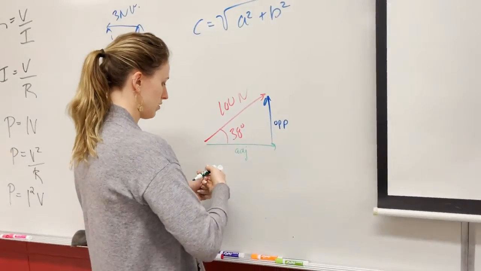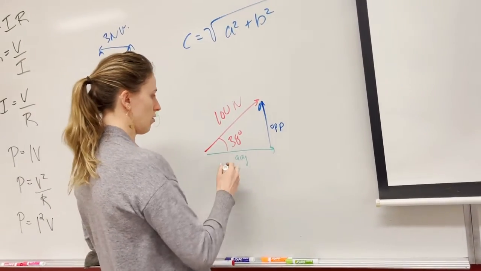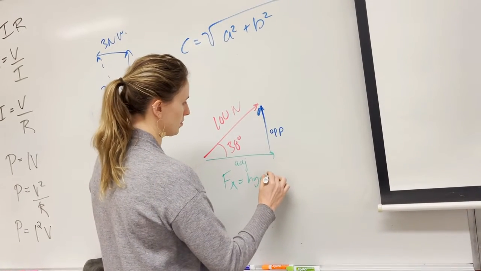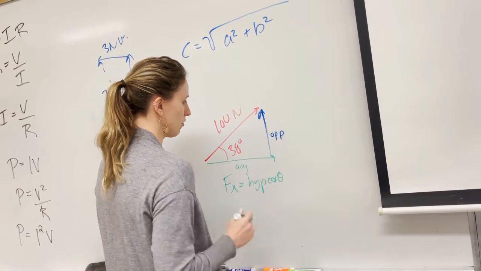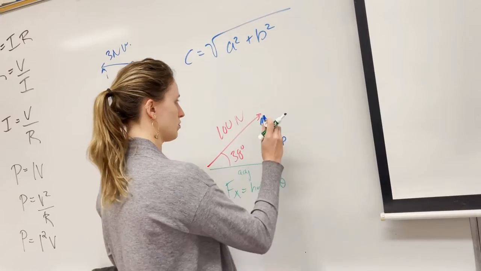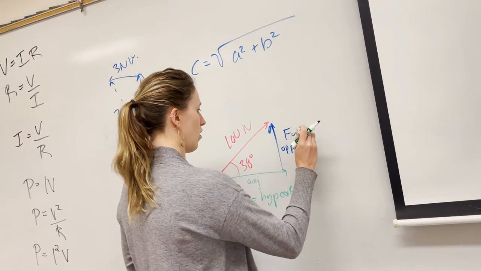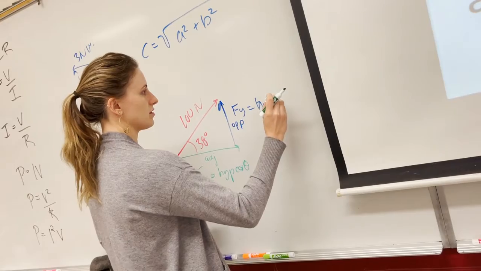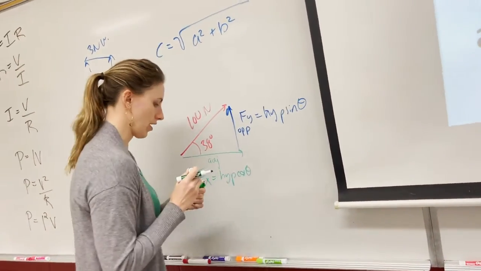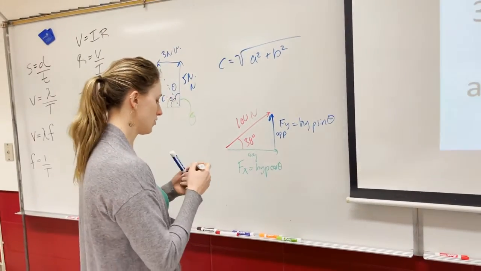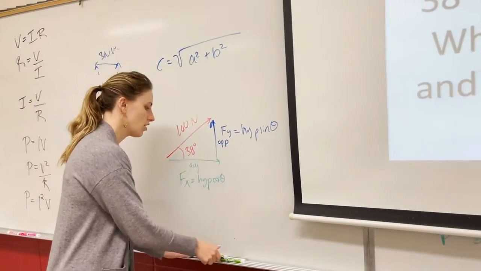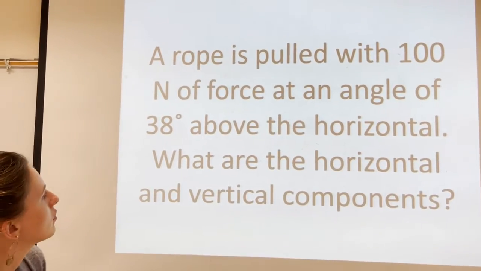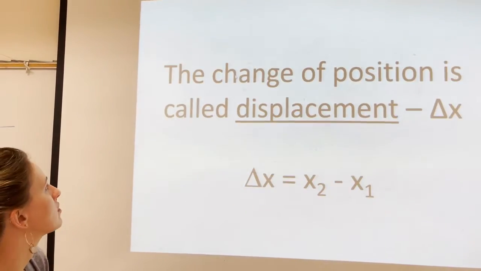So if we wanted to figure out the force of this one, it's going to be the hypotenuse times the cosine of the angle, which is 38. And then this one, F of y, would be the hypotenuse times the sine of the angle. Now, if you do not know how I'm getting those equations, you need to go back and rewatch the video originally for those. You're going to watch it and be like, "Whoa, that makes so much sense."